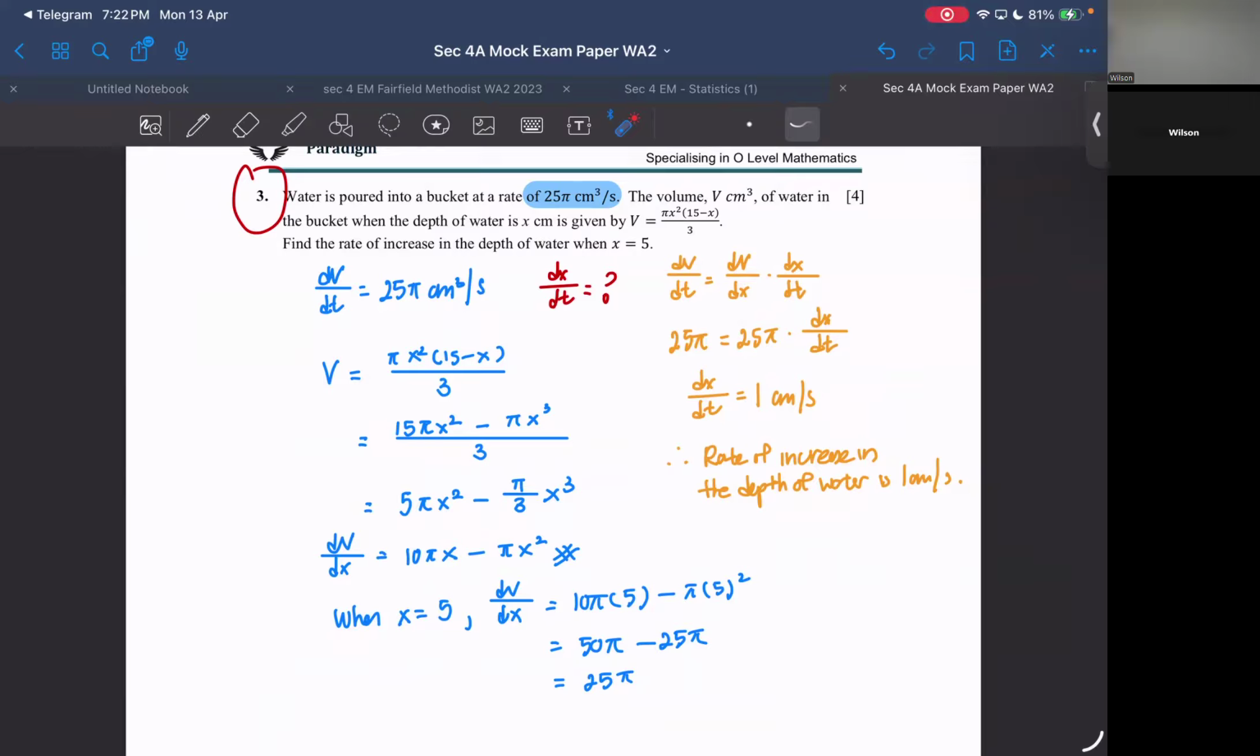Okay, for those who managed to get this, give yourself a tick. dx over dt is 1 cm per second. Okay, you managed to get it?